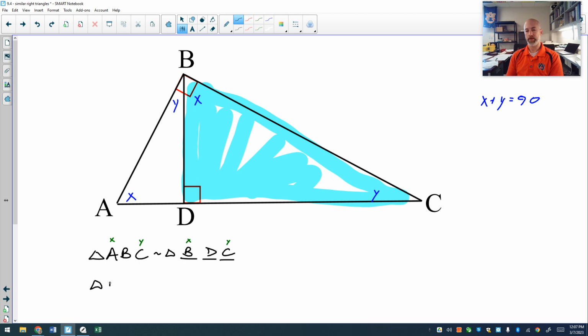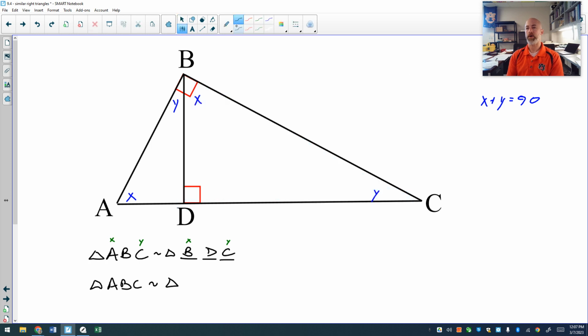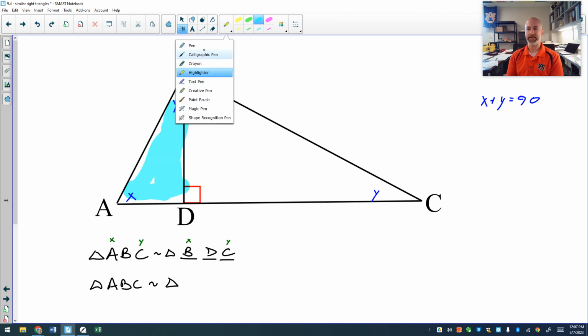Well, I can also compare my big triangle, ABC, to that small triangle on the left. So I'm going to get rid of this highlighter, I think. Work with me. There we go. And if I want to look at this triangle on the left side now, I want to look at triangle ABD, and I'm going to do the exact same thing.